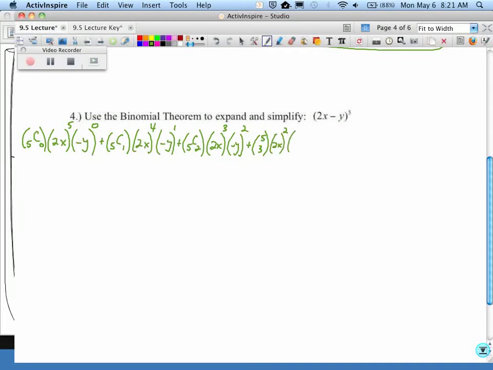Then the next one is 5 and 4. 2x to the first, negative y to the fourth. And the last one, when you hit 5 and 5, you're done. 2x to the 0, negative y to the fifth. This is probably the maximum size that we would ask you to expand. After this, we start to ask questions about specific terms.